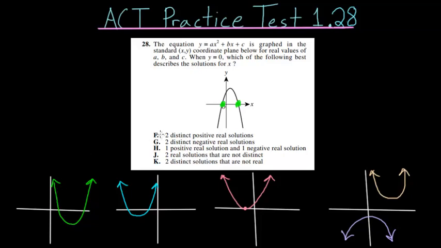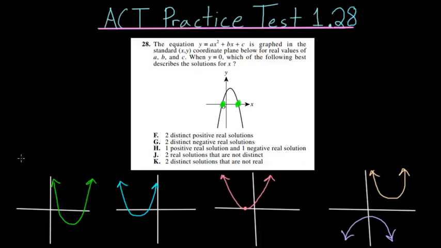So there's choice F here, two distinct positive real solutions. So the word distinct just means that they're not the same value. And then the word real just means that they don't have any complex components, or they essentially don't contain i, the square root of -1. So real solutions do not have imaginary parts. So the question is, which of these graphs here have two distinct solutions that are real and positive?